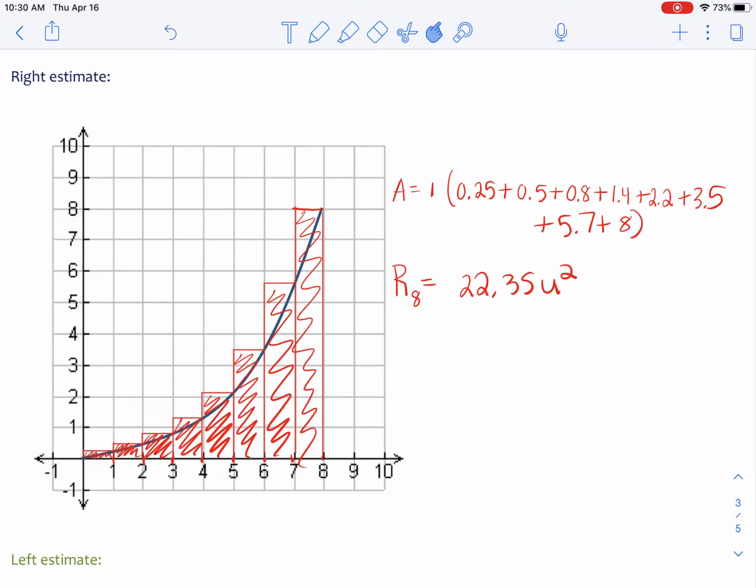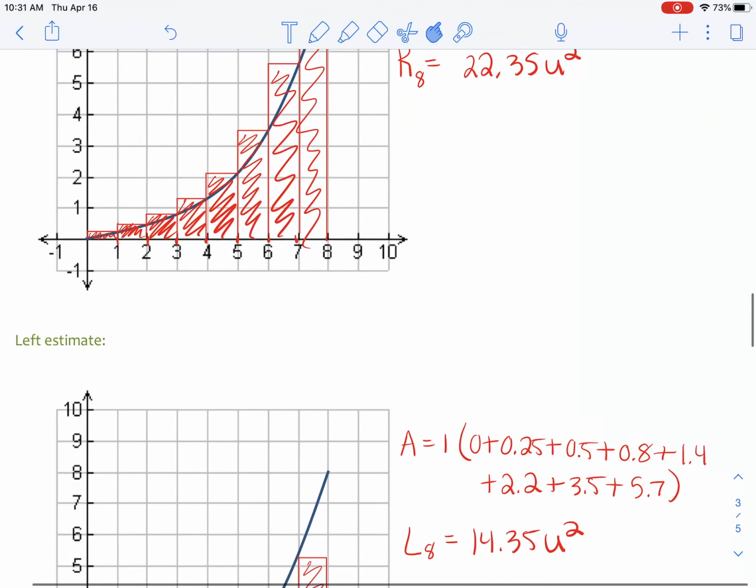So again, to save you some time, rather than writing 1 times 0.25, which is the height of the little rectangle, plus 1 times 0.5, which is the height of the second littlest rectangle, plus 1 times 0.8. Since the width is always going to be the same, it's evenly distributed, you can just put width times the sum of the heights, which I did here. So I did the width of 1 times all the sums of the heights. Put it in my calculator. This is a right estimate with 8 rectangles, so it's R sub 8, which is 22.35 square units.